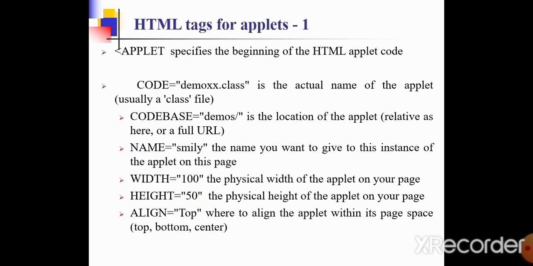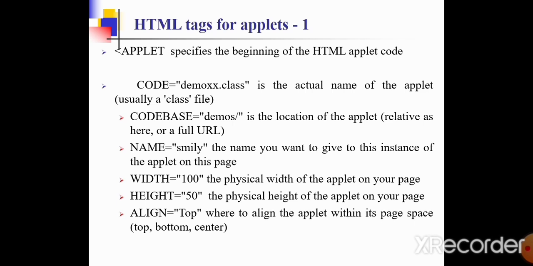So this is the HTML tag for applets. The applet tag specifies the beginning of HTML applet code. Code is the actual name of the applet class file. This is an example, we can give any file name. So they have taken the code as demo access.class. Codebase means the location of the demos, applet relative or a full URL.